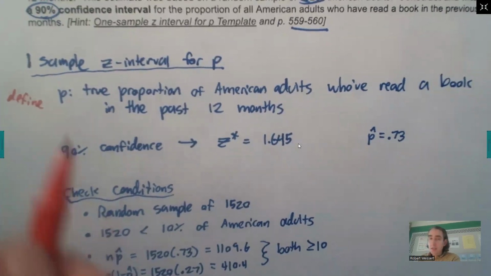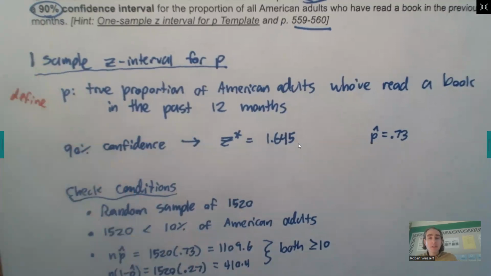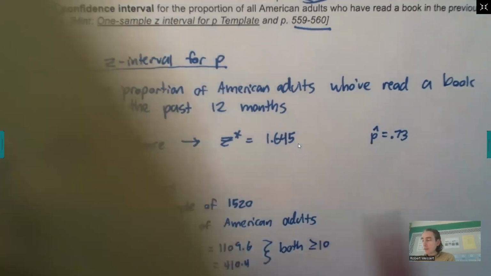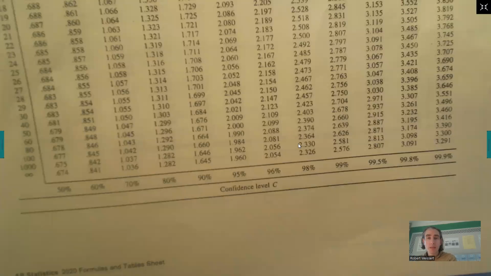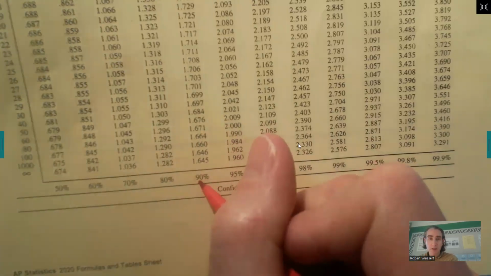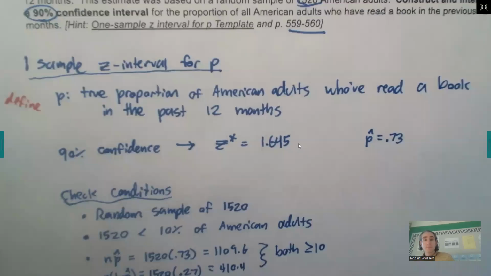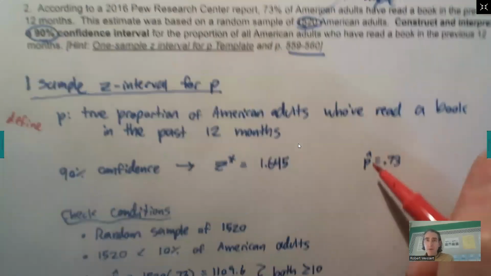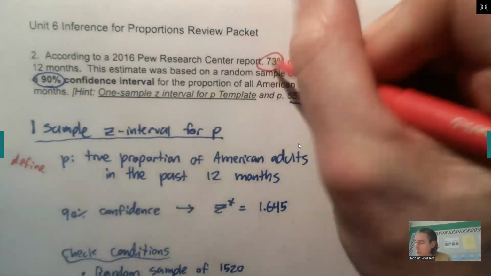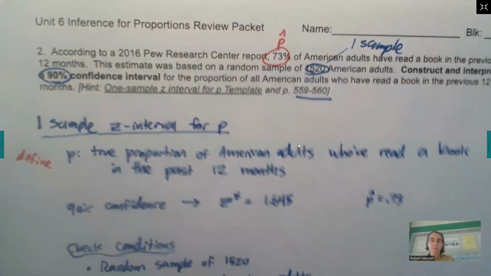We're given our 90% confidence interval. Now, if you don't know what the Z star is off the top of your head, the nice thing about table B is it gives you all the common ones. I'm going to look at table B here and look at the very bottom row, and there it is, 1.645. Our P hat is given to us. That was the sample proportion, our point estimate, 0.73.